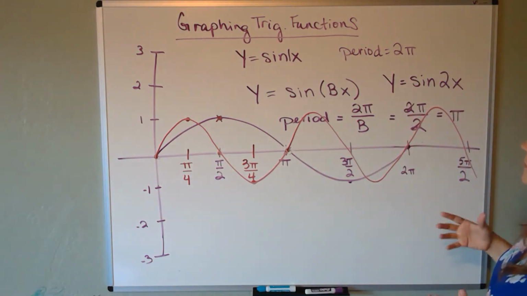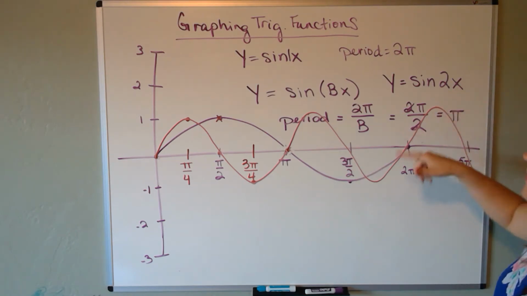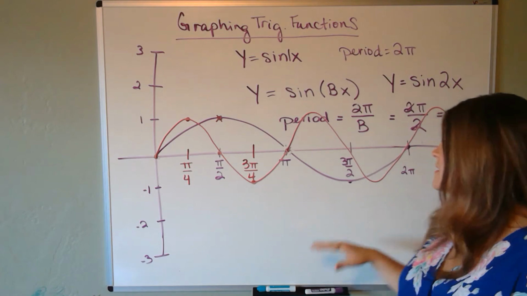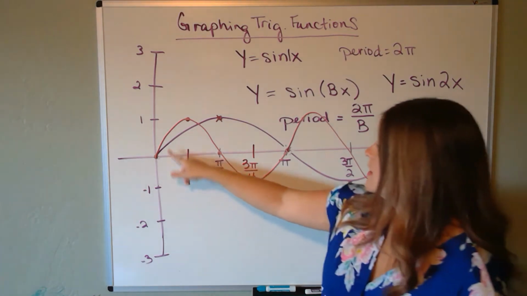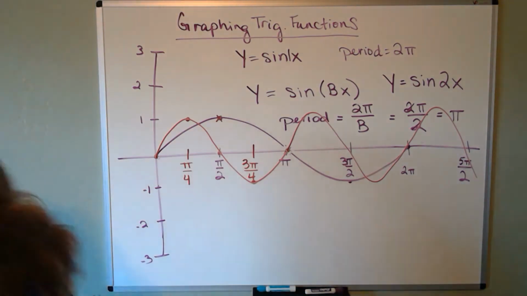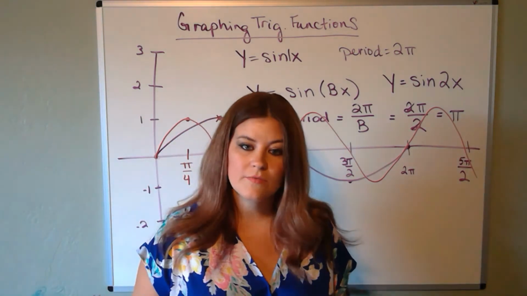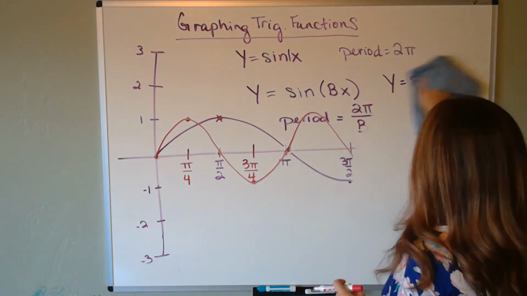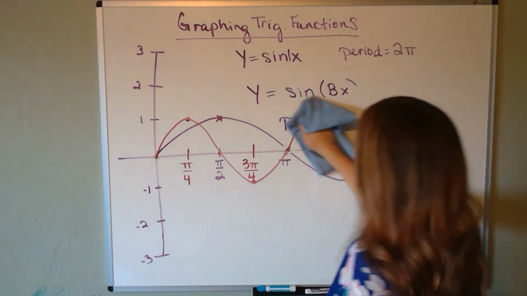Okay, so you have a 2 here. The period, remember, isn't 2. It's 2 pi over 2. In this case, it's always 2 pi over b, and it cut it in half. So if I can cut it in half, can I make the wave longer? I definitely can. I am going to need more graph to do that.